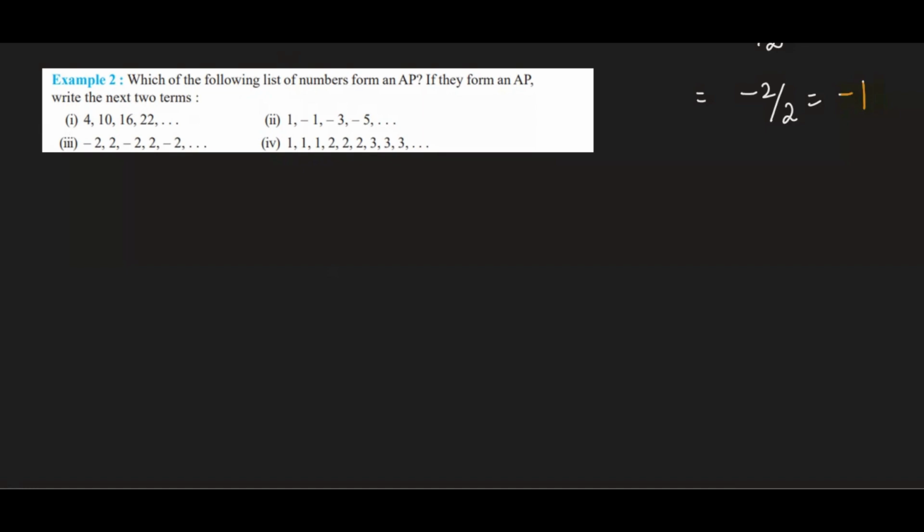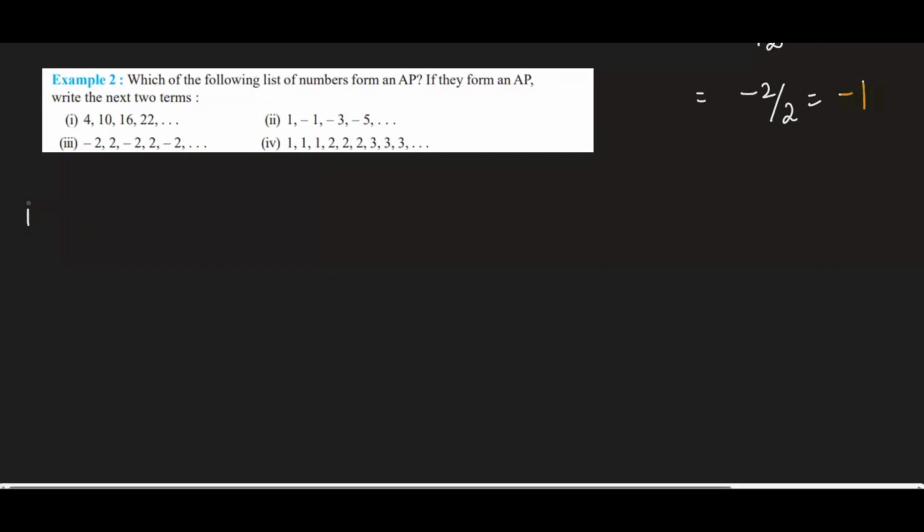Now, what is the condition to form an AP? That is, the common difference D should be the same throughout the series. If they are the same, then it forms an AP. If it is not the same, then it doesn't come under the category of arithmetic progression. Okay, now let's take example number 1. So example number 1 is 4, 10, 16, 22, and so on. So there is no last term. If you notice, this is an infinite series.